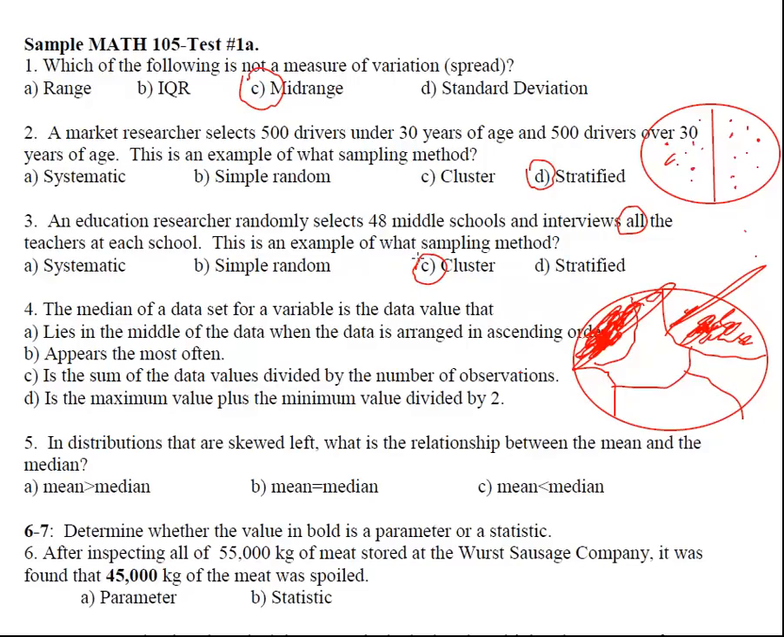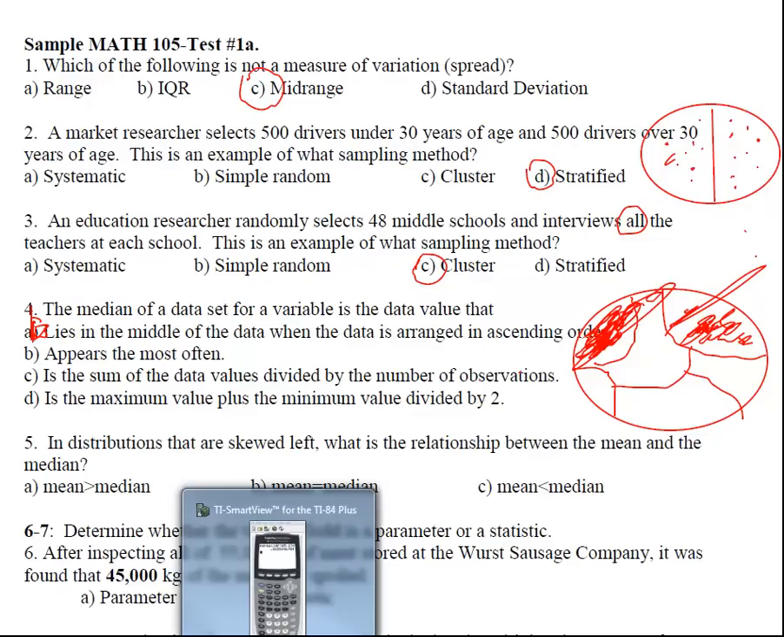All right, the next question, the median of a data set for a variable is the data value that, and then you're given a lot of options here. So lies in the middle of the data when the data is arranged in ascending order. That is the median. So we can go ahead and circle that one. Oh, my pen won't go out that far. But the answer is A.